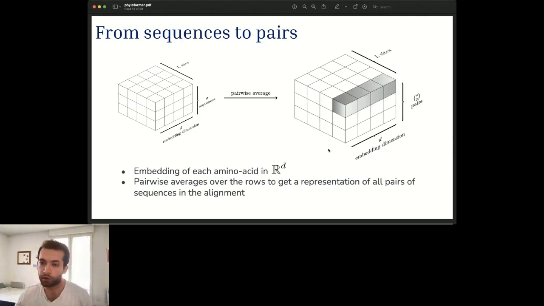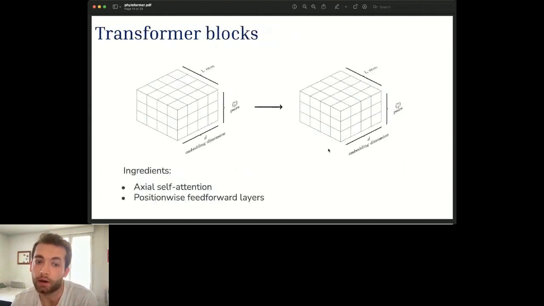So these representations of a site in a pair of sequences are those that we will be mainly working with, processing them either independently through position-wise feed-forward layers, namely, again, applying the same linear functions intertwined with non-linearities independently and in the same way to all of these vector representations. Or we will process them, allowing them to interact with each other through a self-attention mechanism.